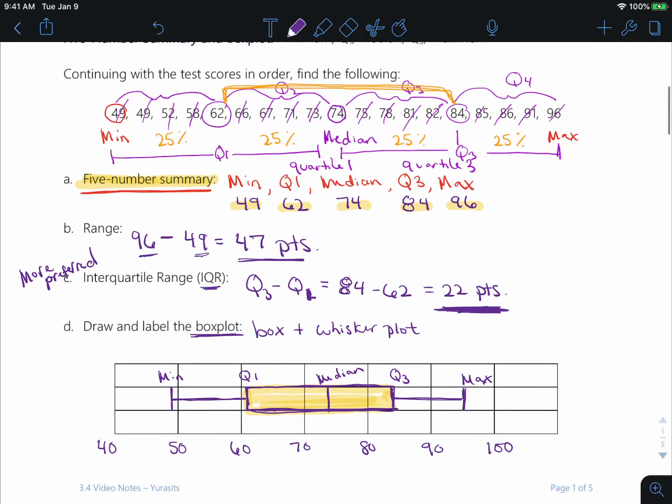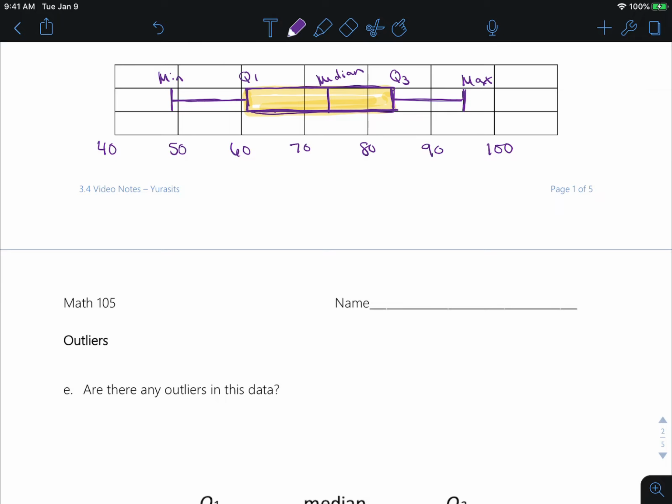Okay, one more definition is outliers. This definition can be subjective, which is not my favorite, especially in mathematics, but it's any unusual or extreme values.